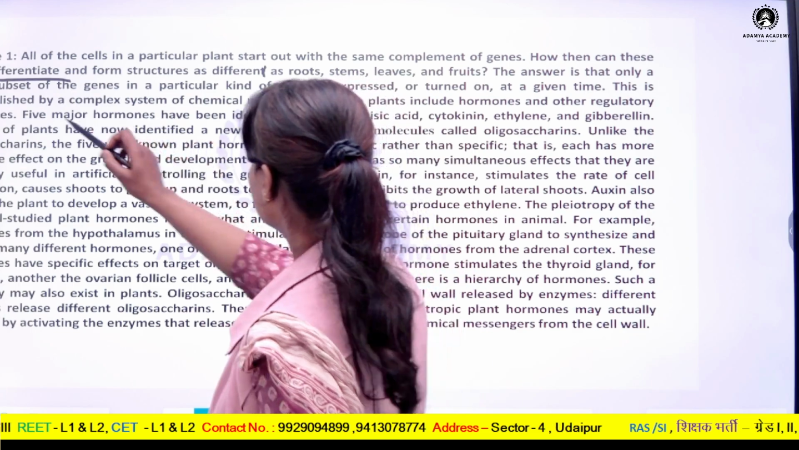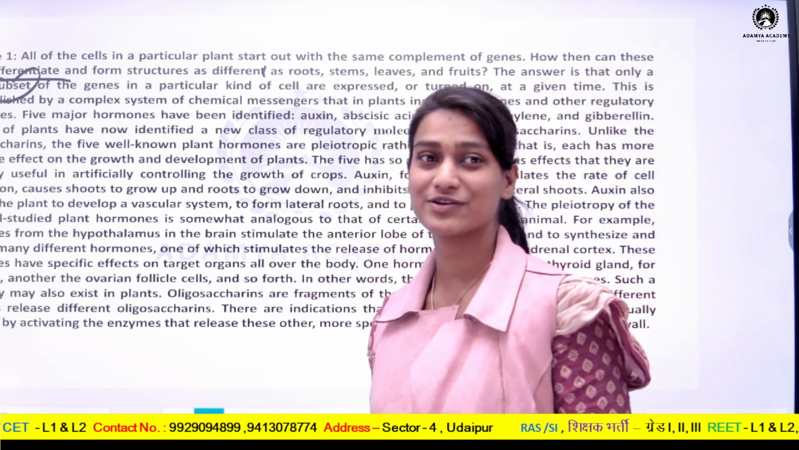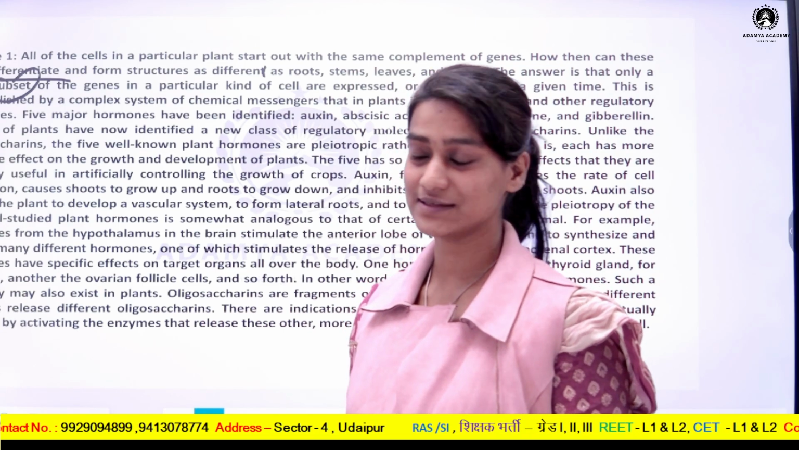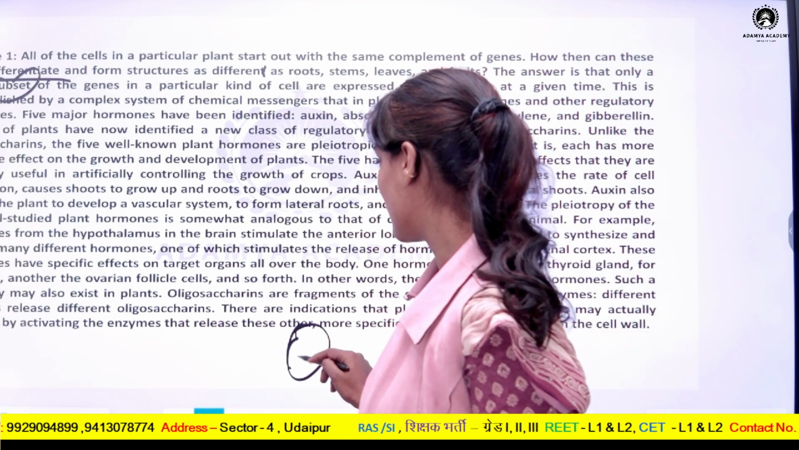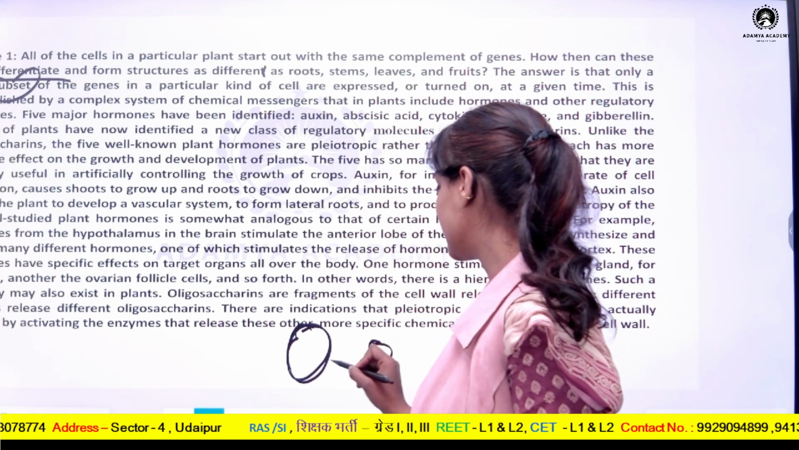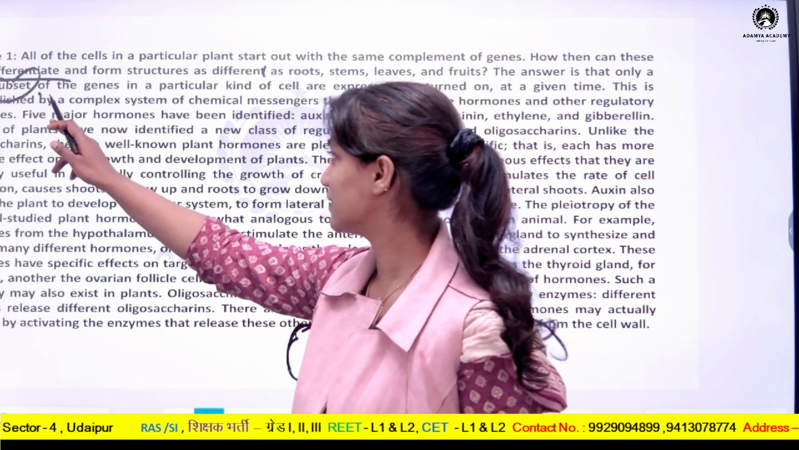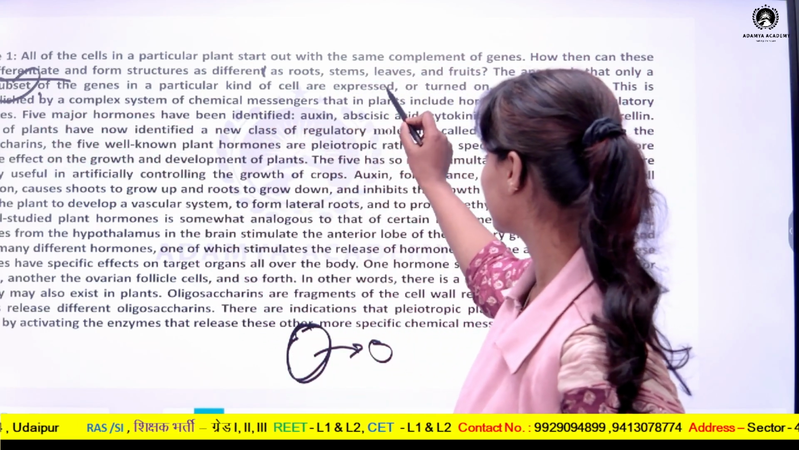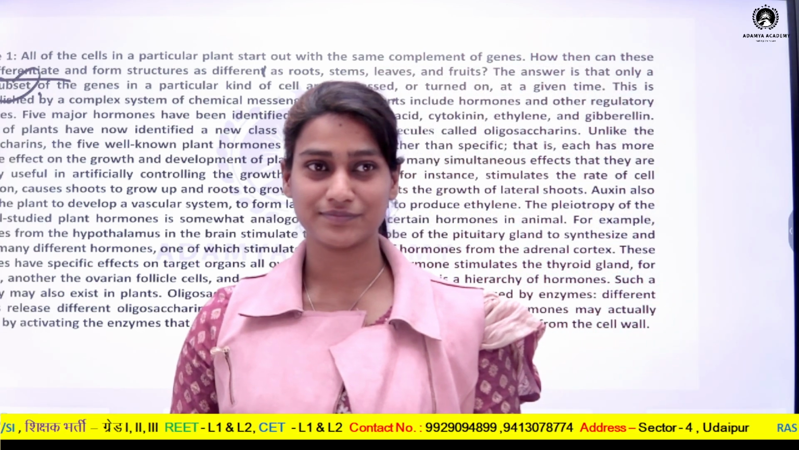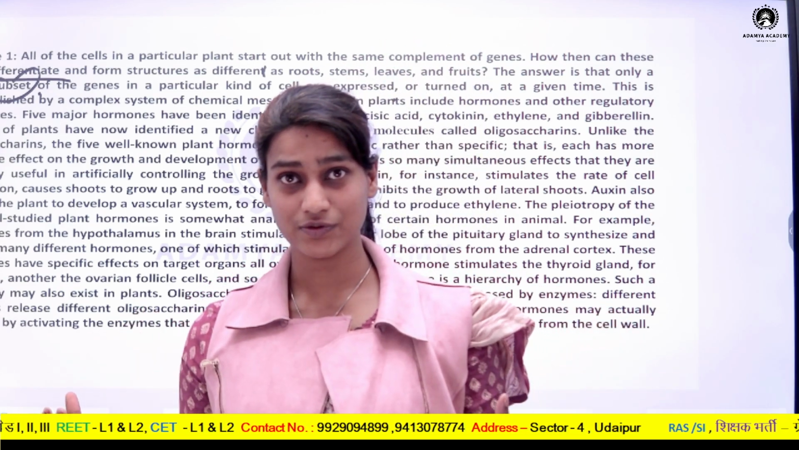The answer is that only a subset. What is a set and a subset? You might have heard these words because you have probably read them in your class 10th NCERT. A set is a whole set which contains everything, and a subset is a part of that set. So here also this is the meaning of a subset of genes in a particular kind of cell being expressed or turned on at a given time. So there are some specific genes in a cell which get turned on at a specific time.